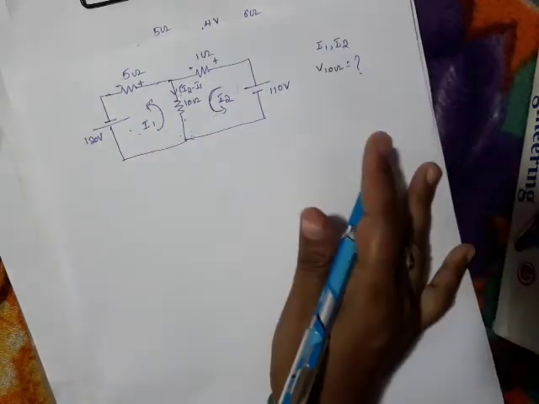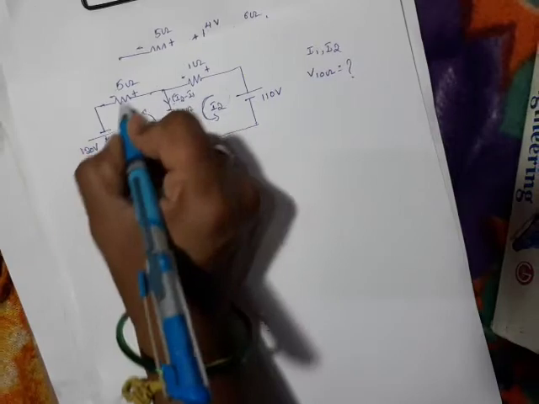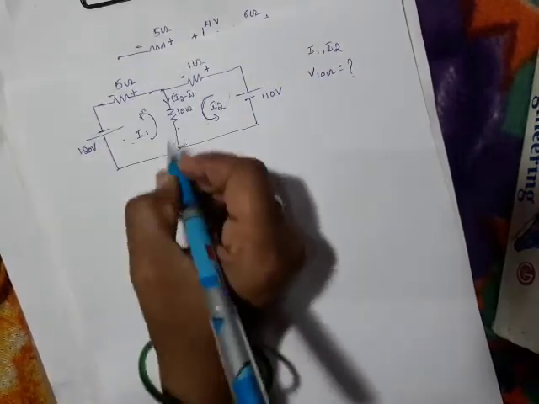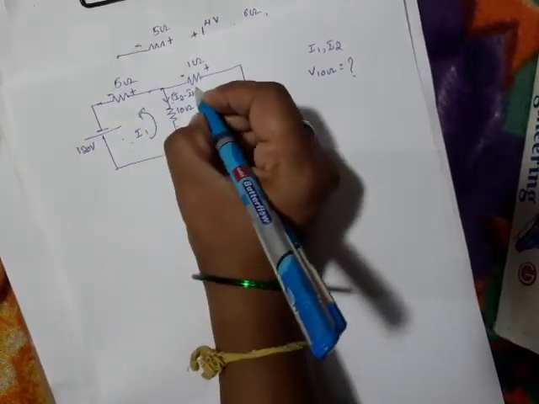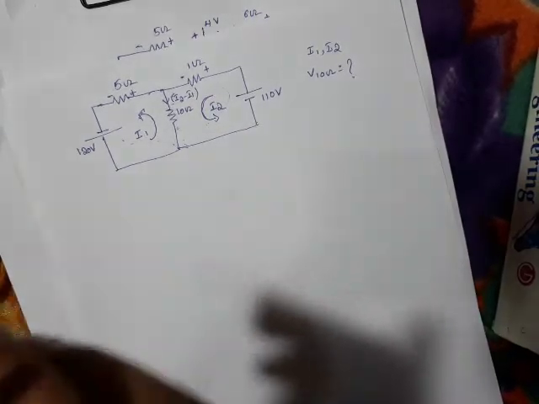Clear with this? Now we'll apply KVL. First we'll apply KVL for this loop. You can apply it in any direction, in this direction or in this direction. But be careful, don't change the direction of the current. Keep the direction of current as it is.